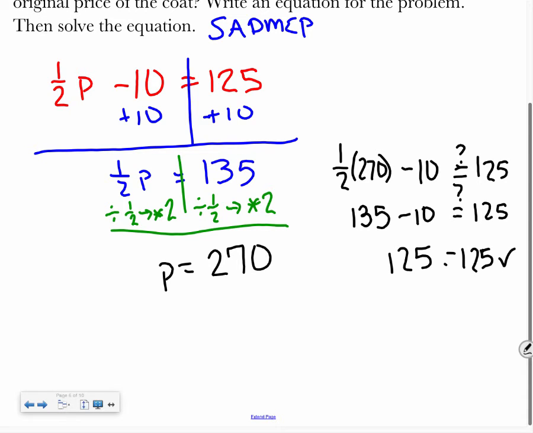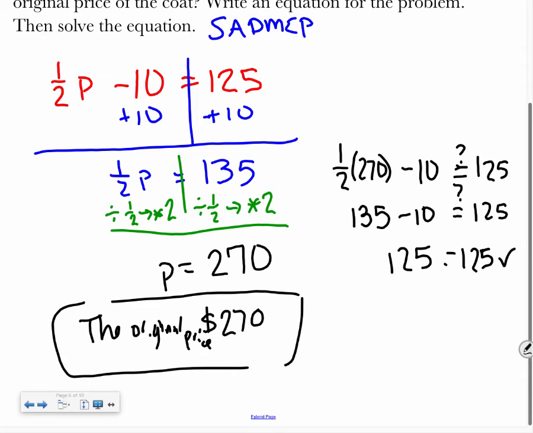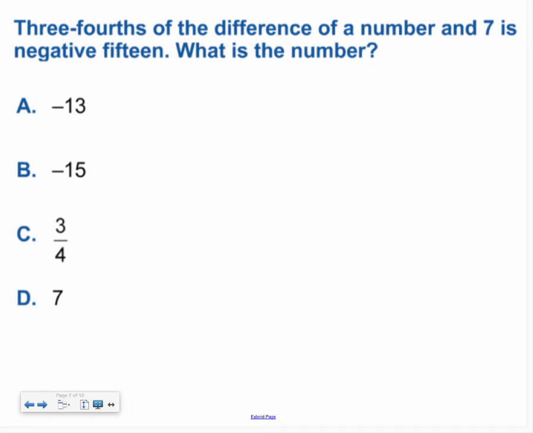So I know the original price of the jacket was, so I would say the original price, didn't leave myself enough room to write, the original price is 270. Okay? Go ahead and try to figure out this next one on your own. Hopefully you discovered that the answer was negative 13. If that is not what you got, be sure to ask for some help.